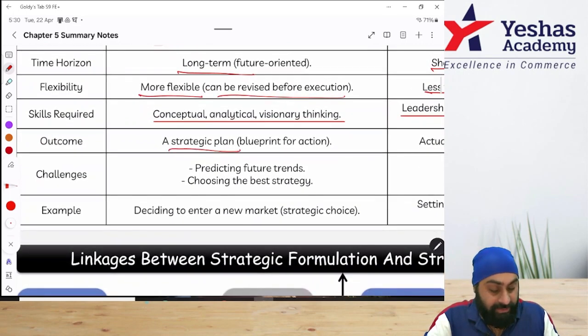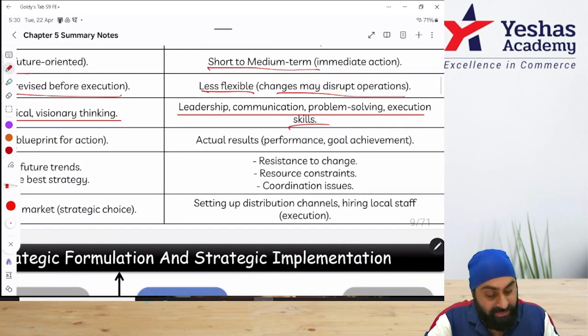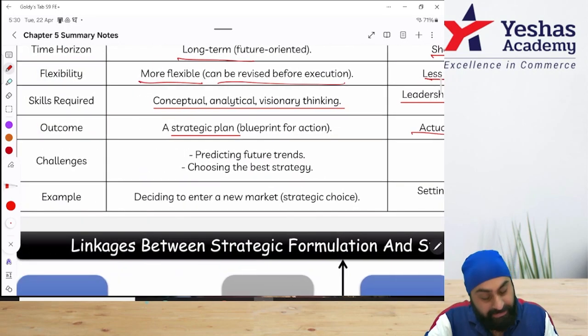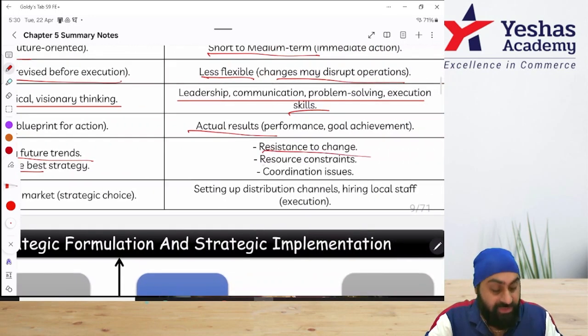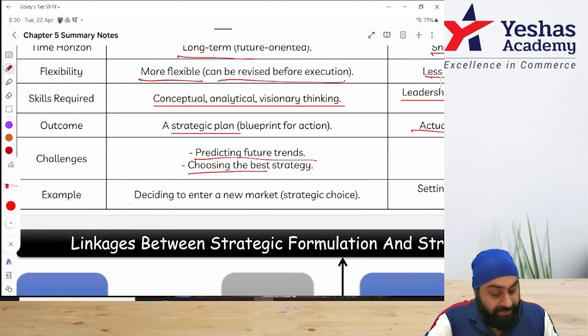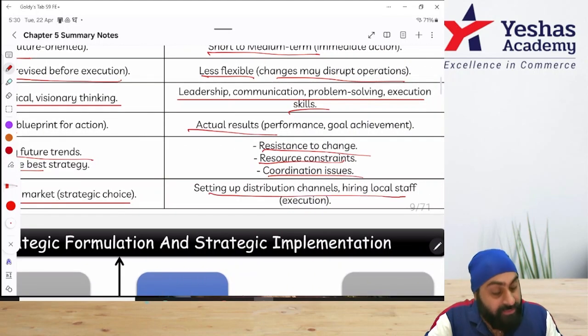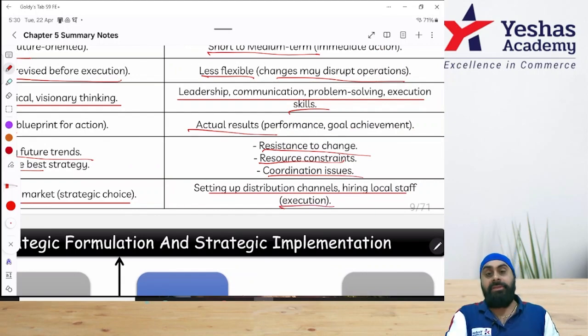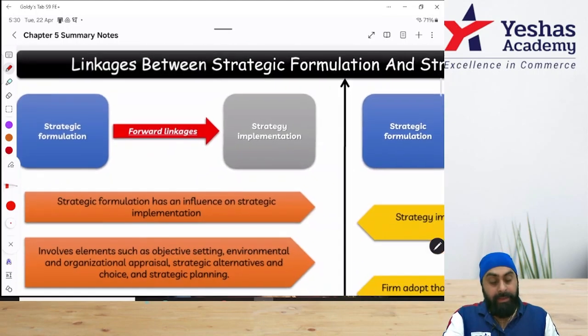Outcome. A strategic plan is a blueprint of an organization. This is an actual result. Challenges is predicting future trends and choosing the best strategy. Here, resistance to change, resource constraint, coordination issues. These can be the problems of execution. Example, deciding to enter into a new market is a strategic choice. How to distribute the product, how to hire local staff for execution, that is an execution of strategy. Strategy execution or strategy implementation.